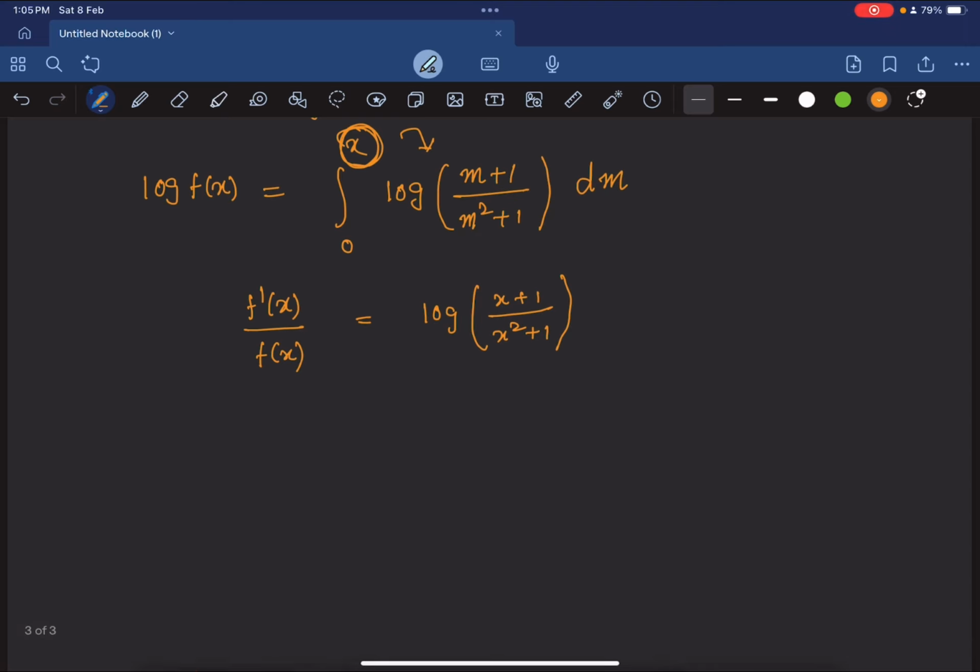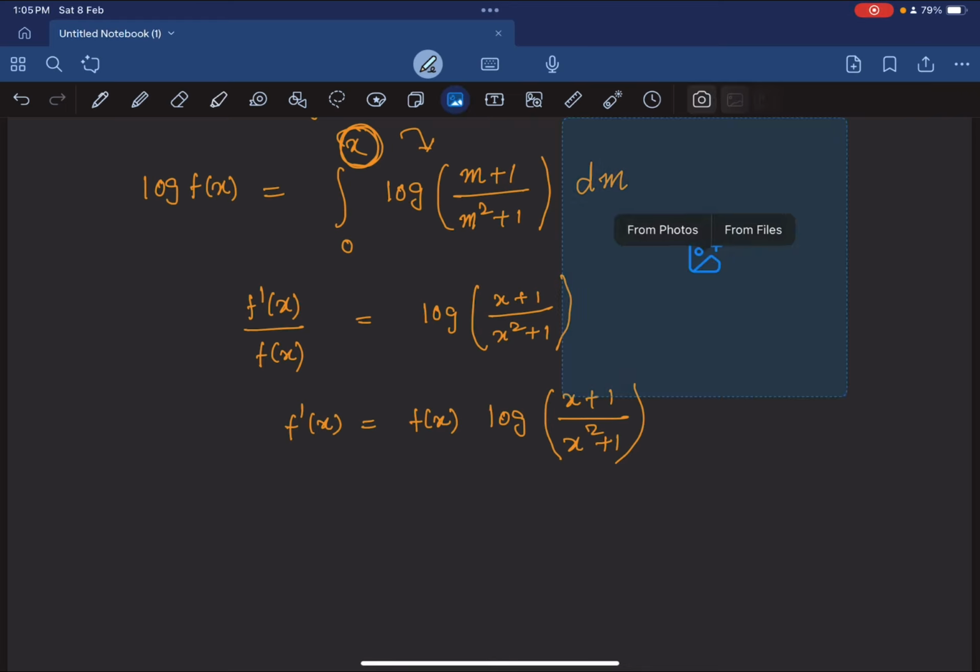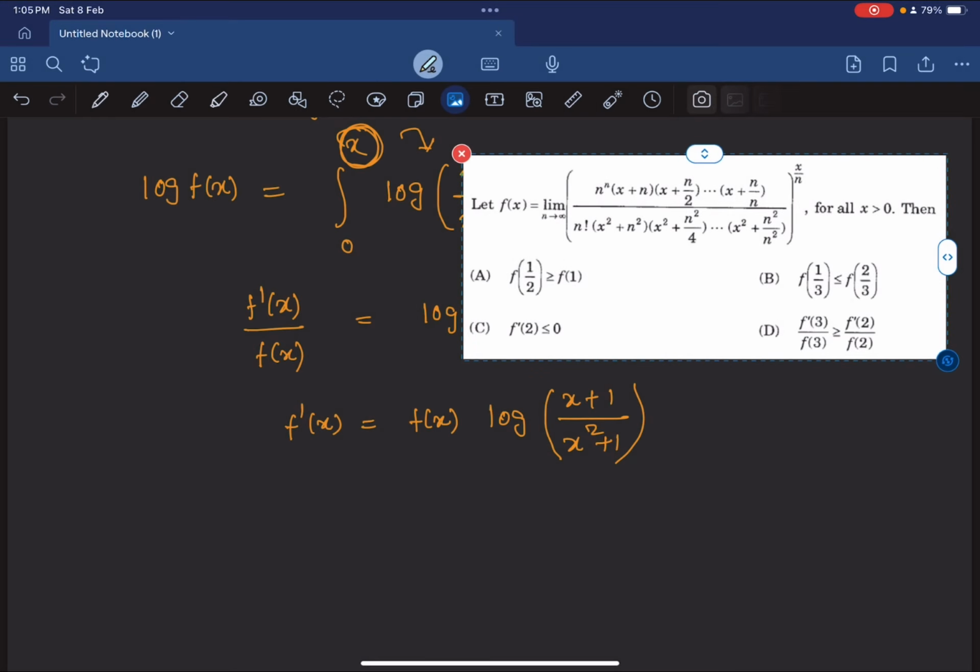So what is f dash of x? F dash of x is f of x times log of x plus 1 upon x square plus 1. Now, how do we proceed with the question? So let us look at the question once. Okay, this is the question that we have.